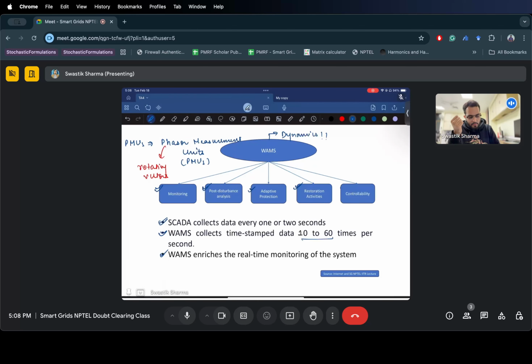And the last is controllability. Controllability in a sense that a system controller sitting at a remote location can have complete observability and controllability at any given node of the system, right?